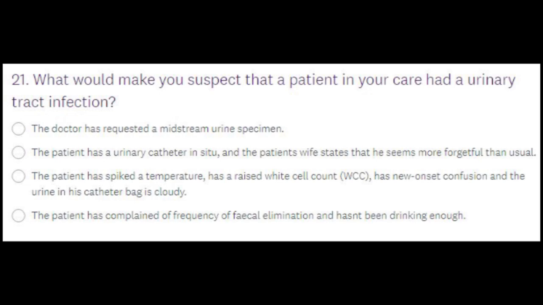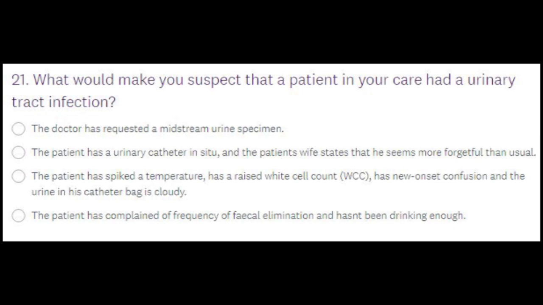Question number 21. What would make you suspect that a patient in your care had a urinary tract infection? Options are: Option A, the doctor has requested a midstream urine specimen. Option B, the patient has a urinary catheter in situ and the patient's wife stated that he seems more forgetful than usual. Option C, the patient has a spiked temperature, has a raised white cell count, WCC, has new onset confusion, and the urine in his catheter bag is cloudy. Option D, the patient has complained of frequency of fecal elimination and hasn't been drinking enough.